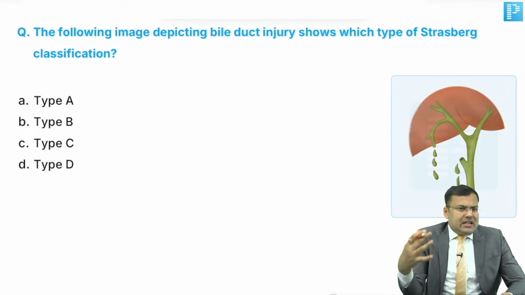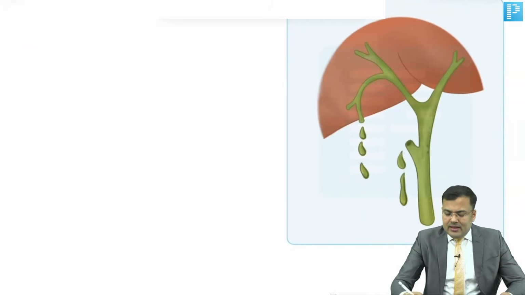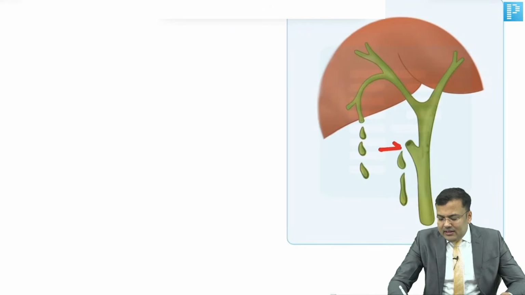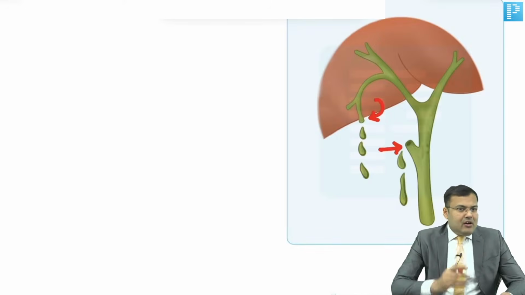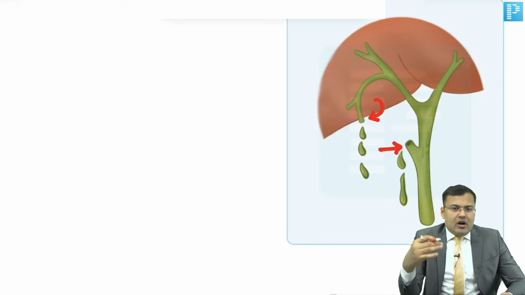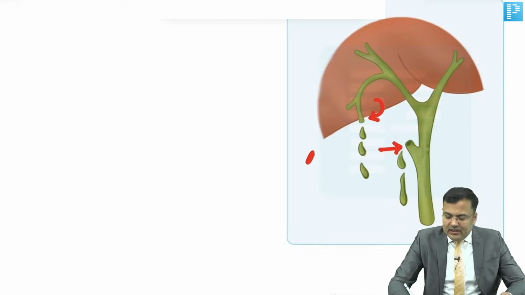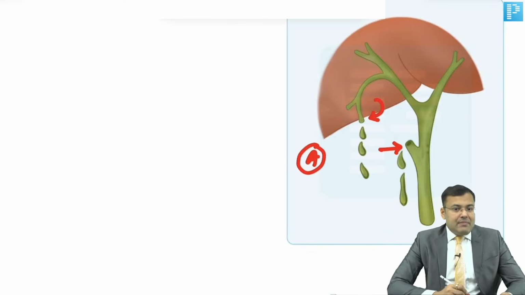So you know that Strasberg classification of bile duct injuries. What happens? See this first. In this image you can notice that there is cystic duct stump leak and there is leak from subvesical duct of Luschka. Whenever there is cystic duct stump leak or leak from subvesical duct of Luschka, this is type A, and you know type A is most common.